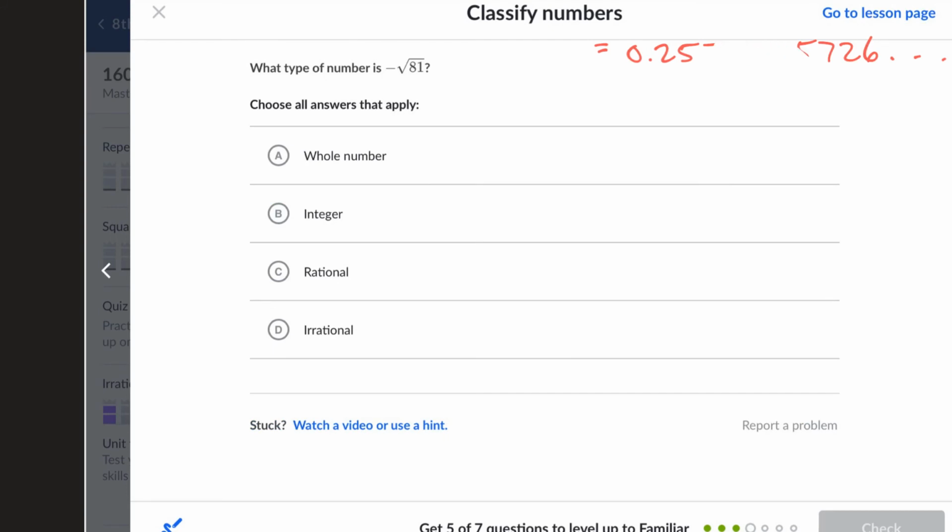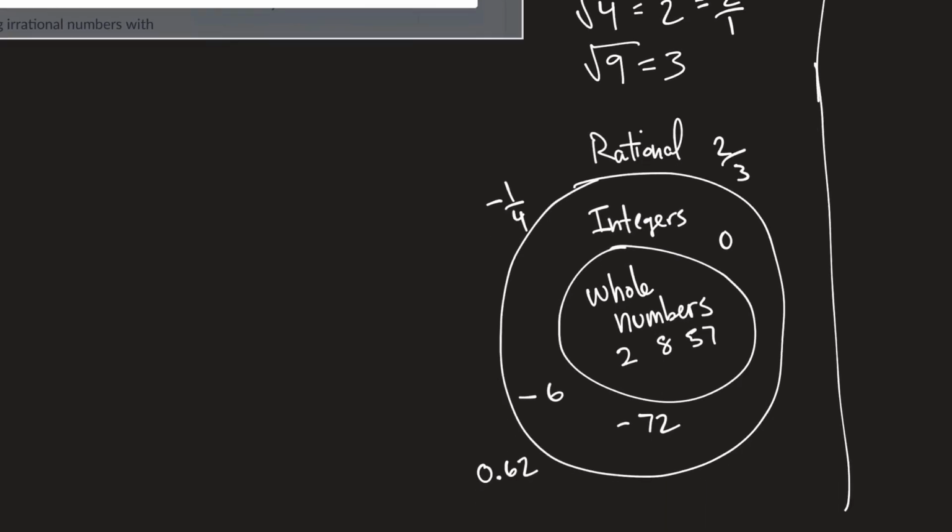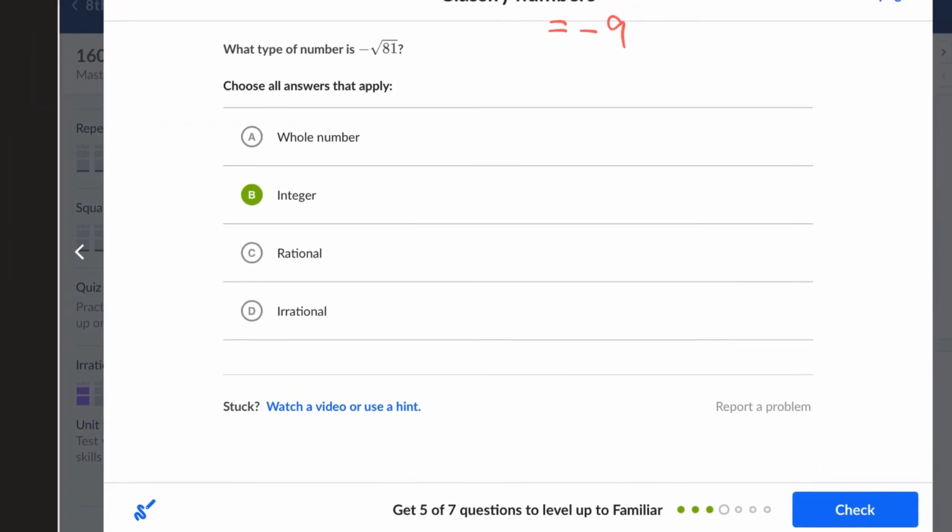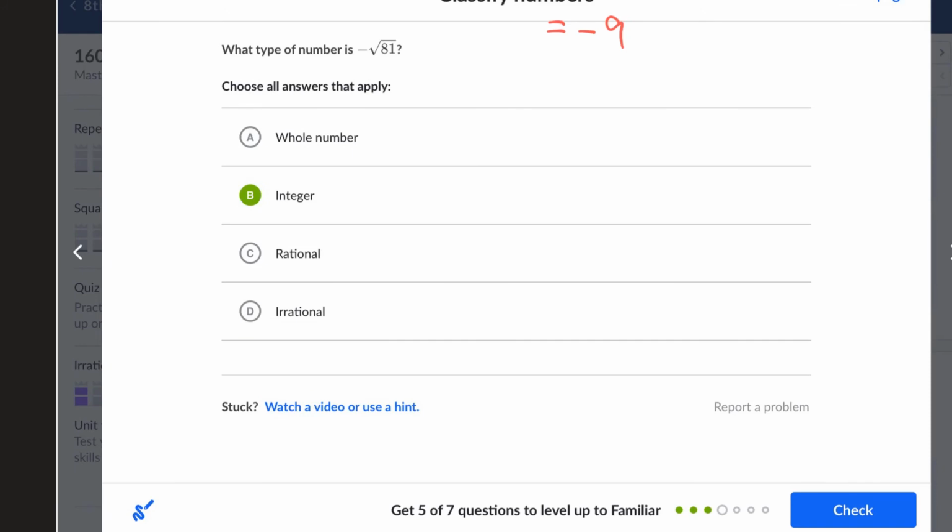Next, negative square root of 81. Well, just because you see a square root doesn't mean it's going to be irrational. That is equal to negative, and the square root of 81 is 9. So negative 9 is an integer. And so we know that this is an integer, but it could be more. And if we look at my table here, the integers also qualify as rational numbers. So we'll bring this over, and this is a rational number. But it is not a whole number because it's negative. If it was 9, then it would be positive. Okay.